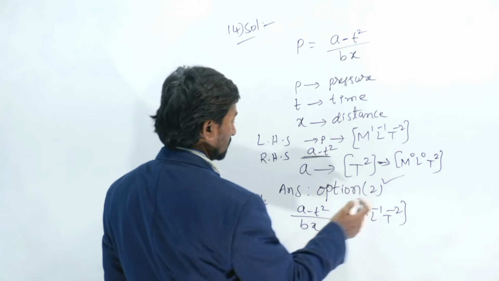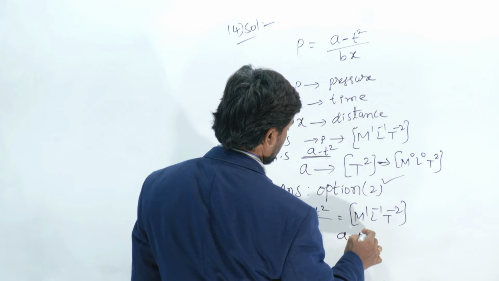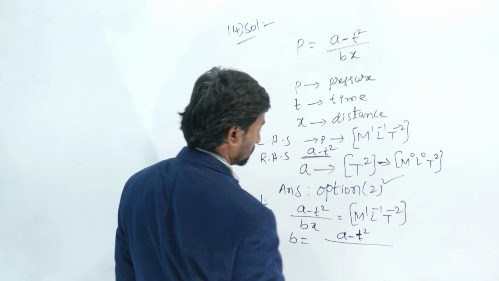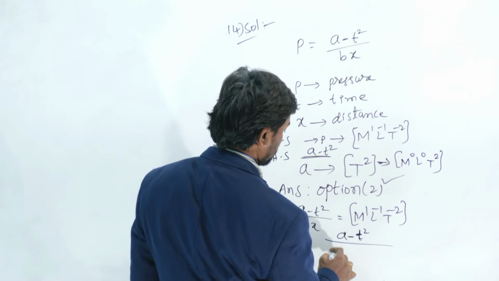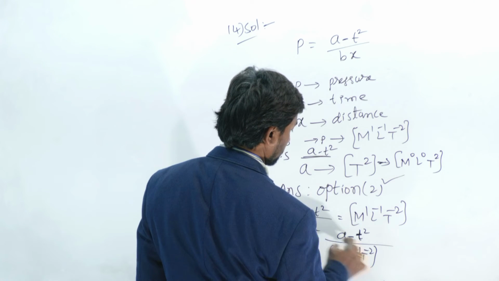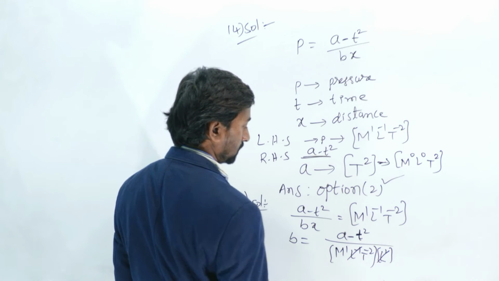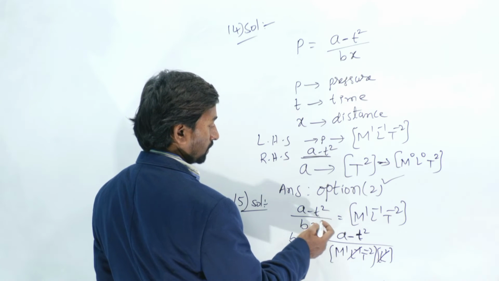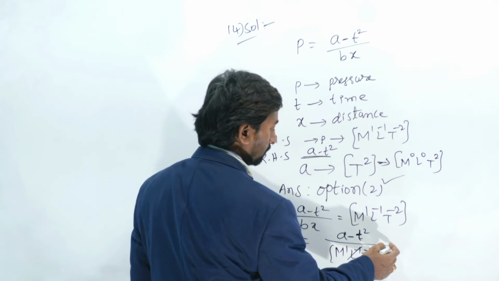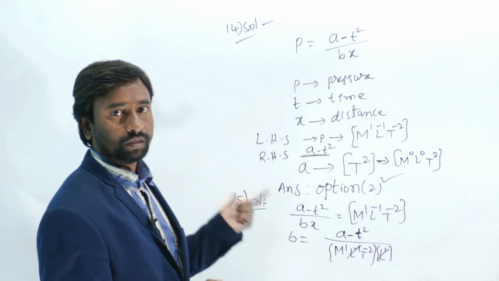So if we send this to that side, B we can write as A minus T square divided by M power 1, L power minus 1, T power minus 2, and here the dimensional formula of X is L power 1. So this L power 1 will cancel. Here this is a T square and T square, so there is no dimensional formula here. If there is no dimensional formula, then we can write a constant.